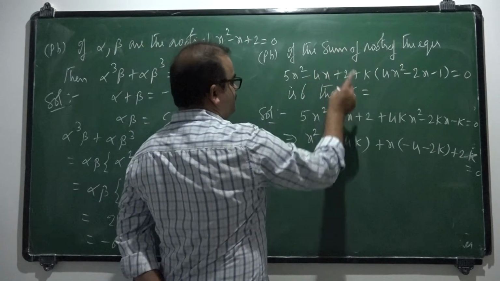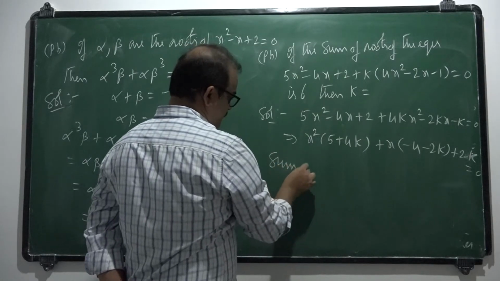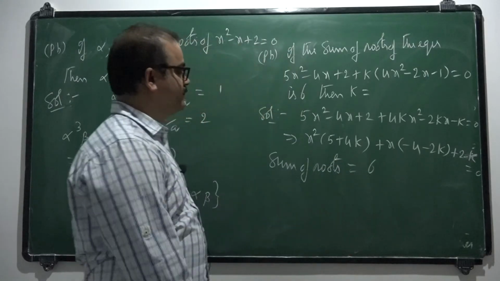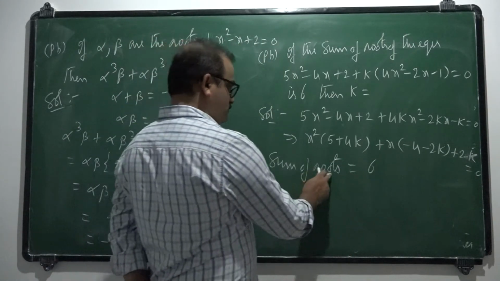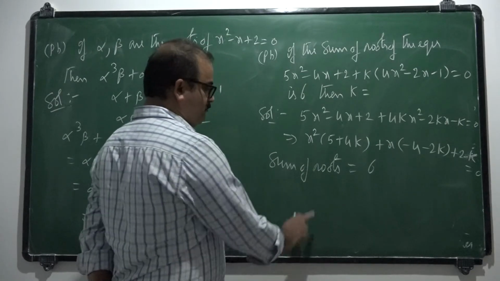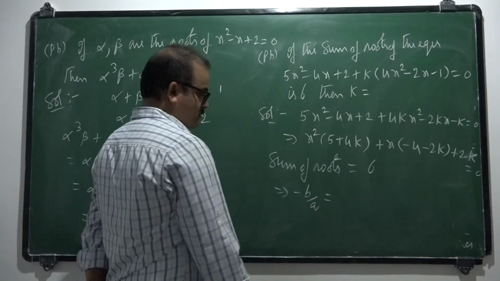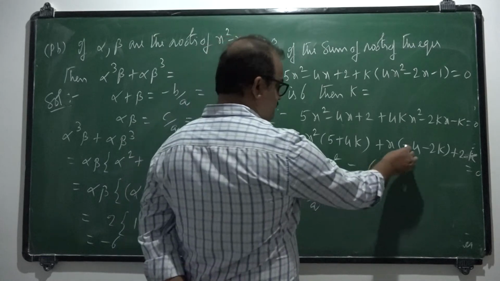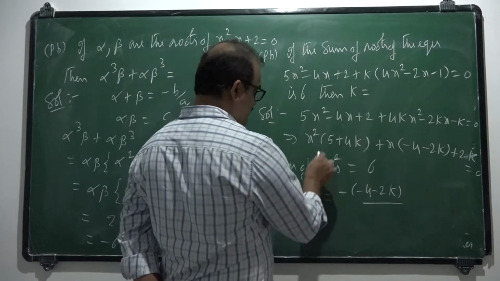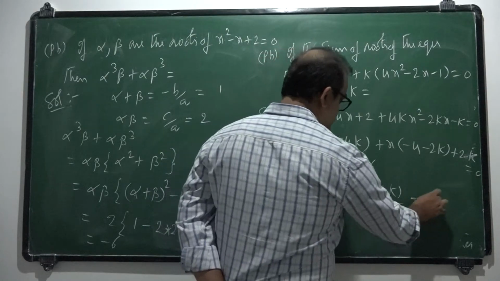What is given here? Sum of the roots is 6. Sum of the roots is equal to 6. What is the formula to get sum of the roots? Minus b by a. That is minus of b. What is b value? Minus 4 minus 2k by a value 5 plus 4k is equal to 6.